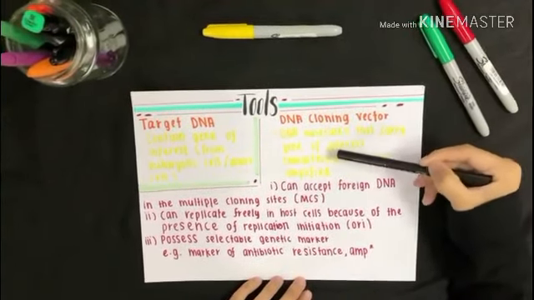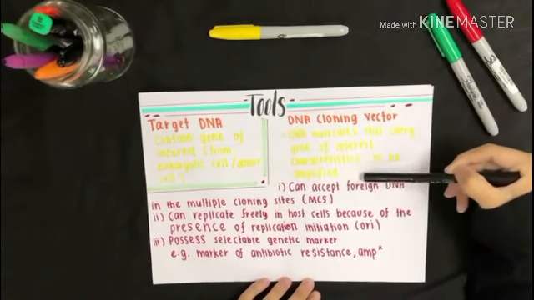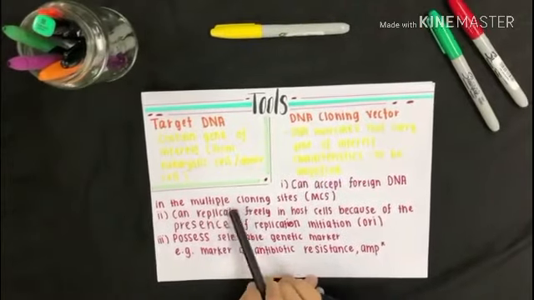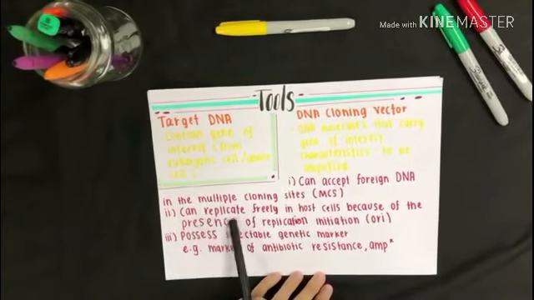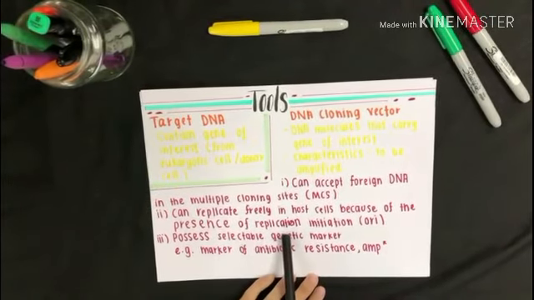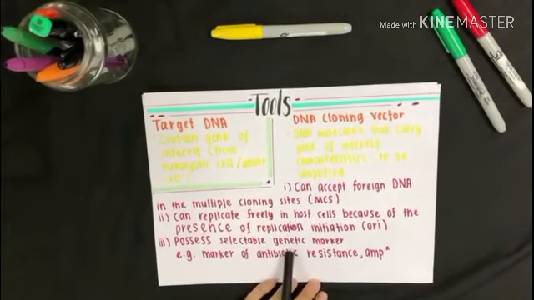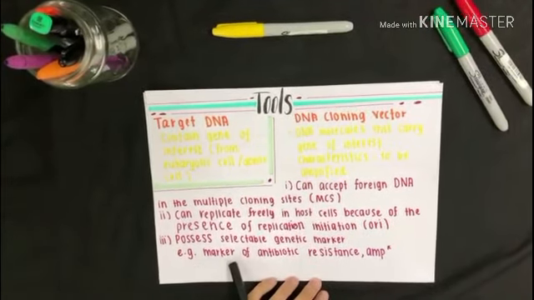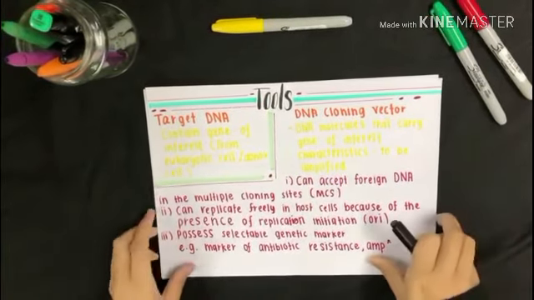The characteristics to be amplified. First, it can accept foreign DNA in the multiple cloning sites (MCS). Second, it can replicate freely in host cells because of the presence of replication initiation. Third, it possesses a selectable genetic marker, for example, a marker of antibiotic resistance (AMPR).